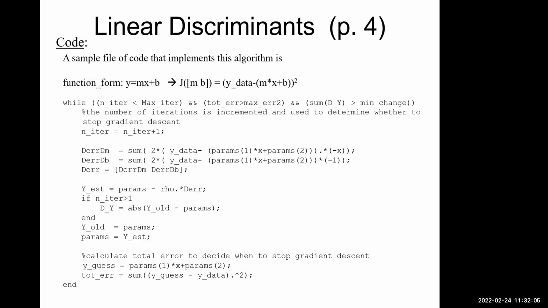So now let's look at this code. First parameter is m, second parameter is b. Two times y minus mx plus b times negative x. Two times y minus mx plus b times negative 1. Can you kind of see where that came from?